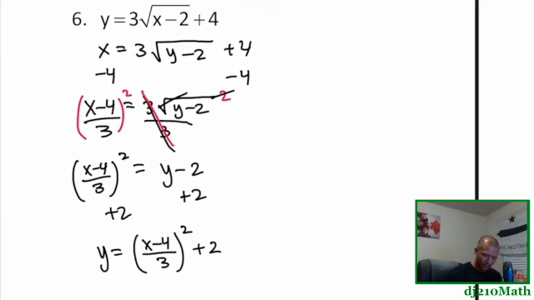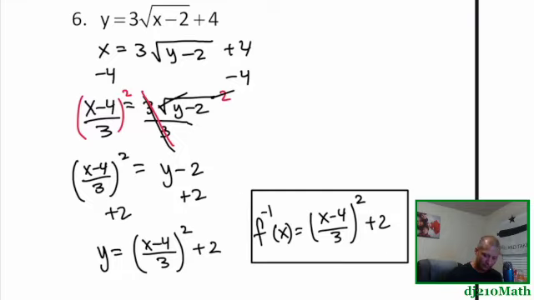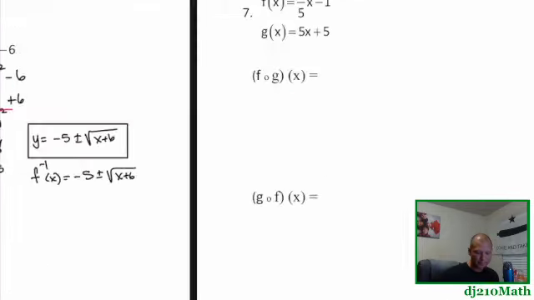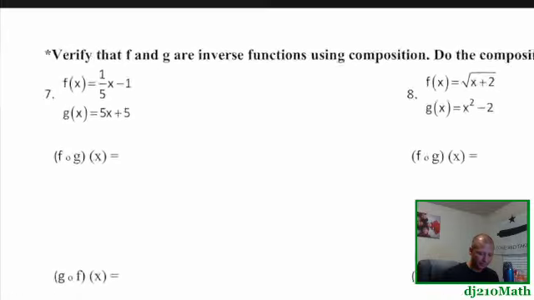All right, that's the answer. That's the final answer. So all we have to do is change the notation, right? Switch the notation. So f inverse of x is equal to x minus 4 over 3 squared plus 2. Is that it for this side? Nice. Okay, the back side.